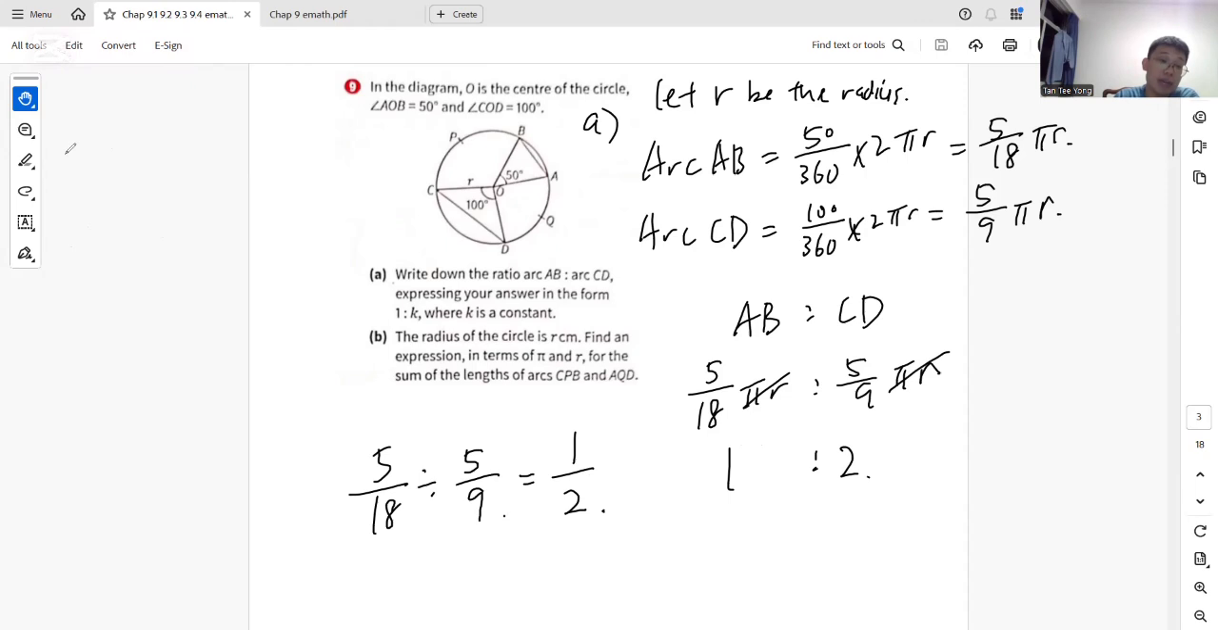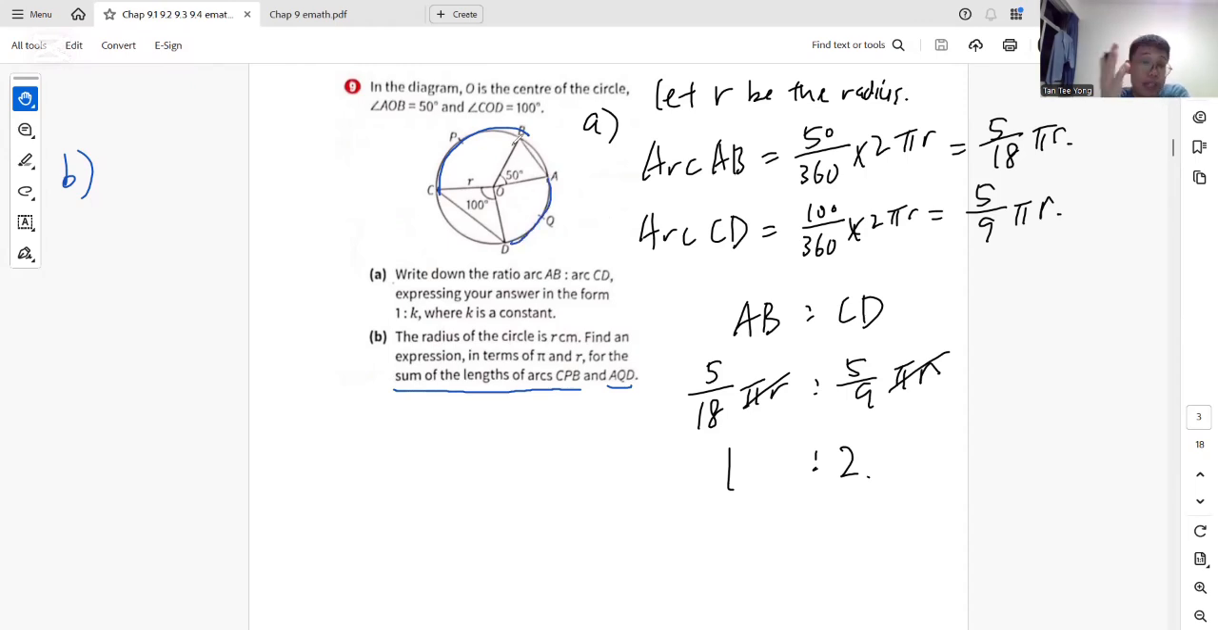All right, let's move on to part B, where I'm using the blue ink on the left. The radius of the circle is r, as they stated here: radius of the circle is r cm. Find an expression in terms of pi and r for the sum. Read carefully: sum of the lengths of arcs CPB, which is here, and AQD, which is here. They want these two blue arcs added up together.